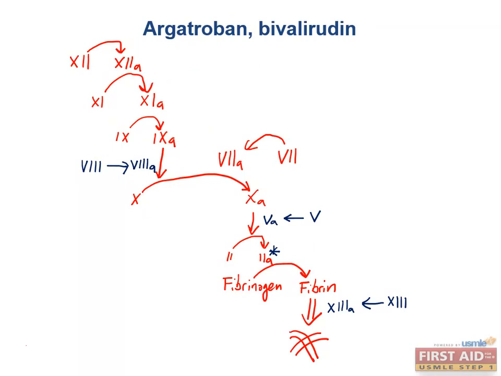Examples are lepirudin, argatroban, and bivalirudin. Hirudin derivatives are direct thrombin inhibitors and can be used as substitutes to heparin products. They inhibit thrombin or factor 2 directly, but do not have an effect on factor 10A. These medications would be used in treating patients with heparin-induced thrombocytopenia who should not receive any heparin products after the diagnosis, but still require anticoagulation for the primary thrombotic pathology.